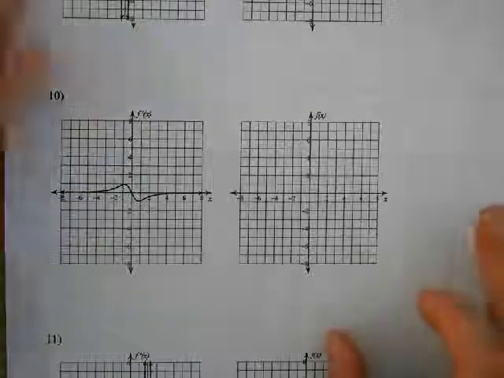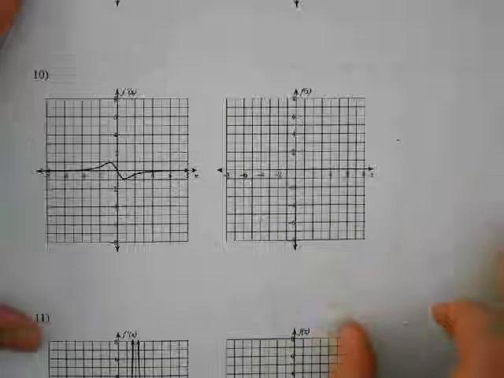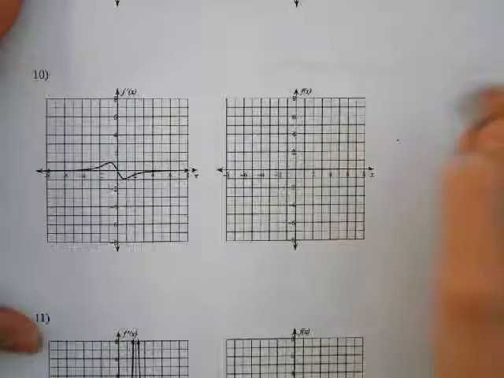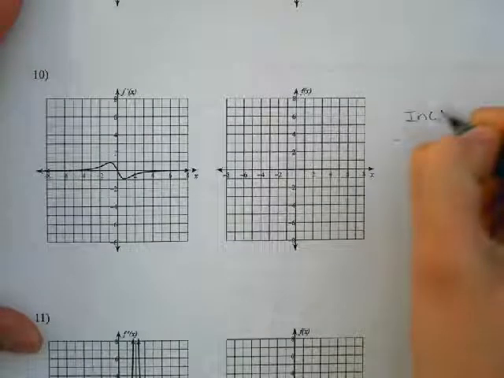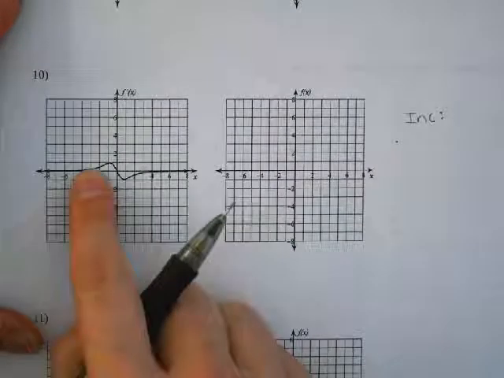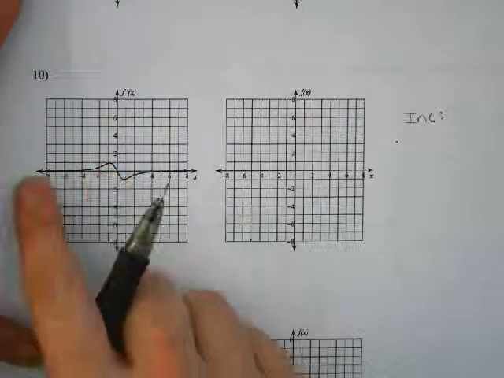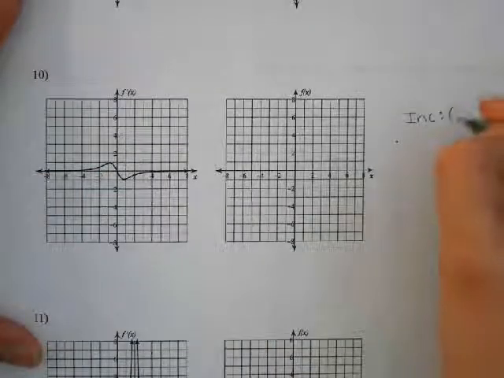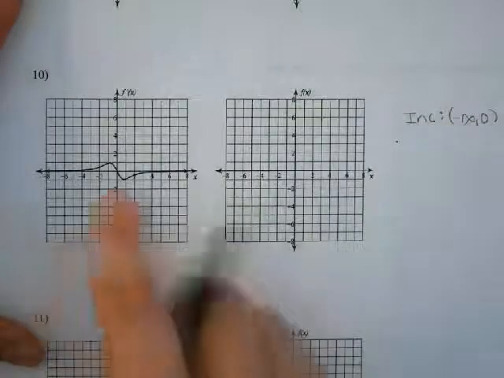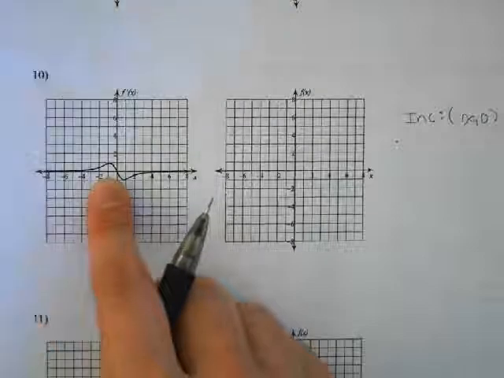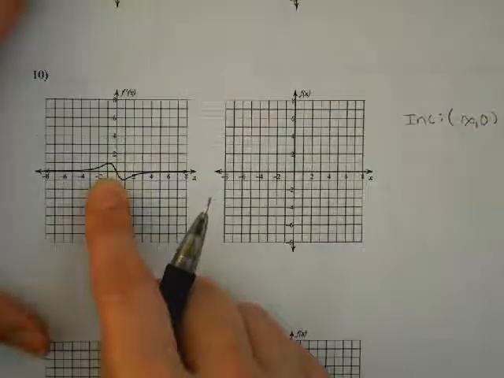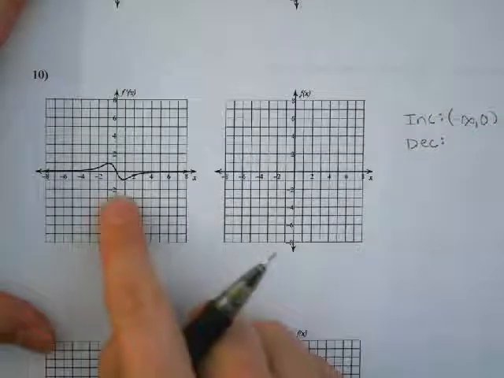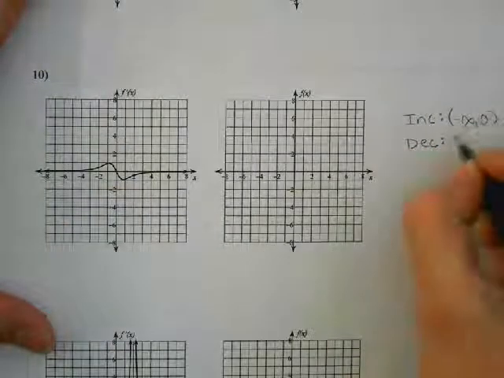All right, so what did you guys say about number 10? What information did you notice? So the original function is going to be increasing where this is above the x-axis, right? So it's above the x-axis from negative infinity to 0. Since the derivative is above the x-axis, then that means our function should be increasing. The derivative is below the x-axis, so we should be decreasing from 0 to infinity.